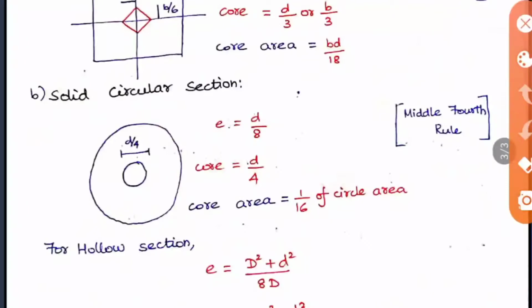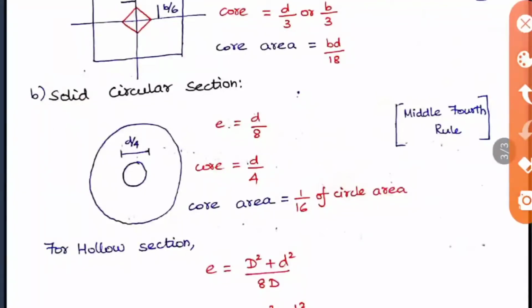And the next one is the solid circular section. Here the core is D by 4 whereas E is D by 8. So here the core area is 1 by 16 of the circle area. Okay, so don't confuse the core and E. The core is the total value they give. Here it is a circle, so it is easy to understand. The total diameter of that core is given, whereas E is half of that. It is like an eccentricity from the center. The similar thing applies in the previous case also.